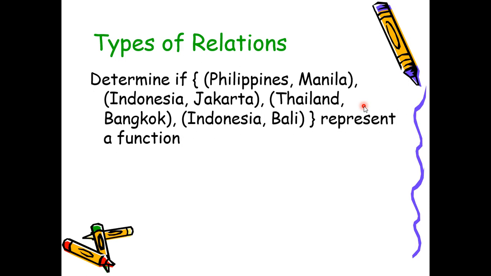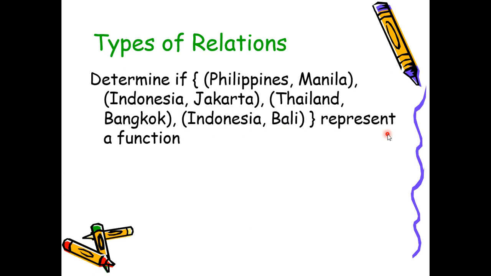Okay, how about this example? We would like to determine if these sets can represent, again, a function. So, meron tayong Philippines to Manila, Indonesia, Jakarta, Thailand, Bangkok, Indonesia, Bali. So, can this set represent a function?